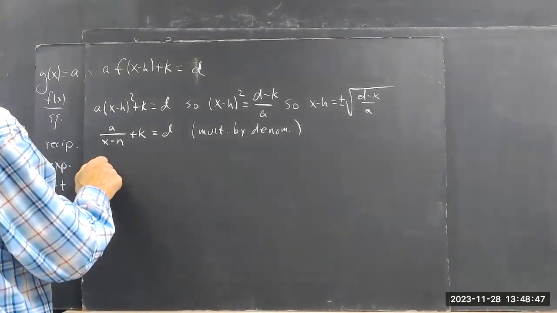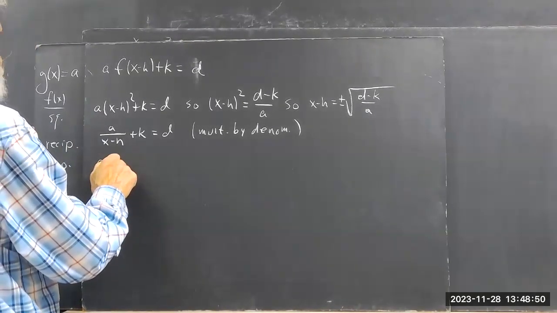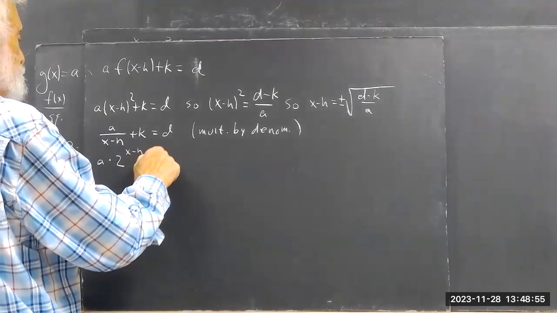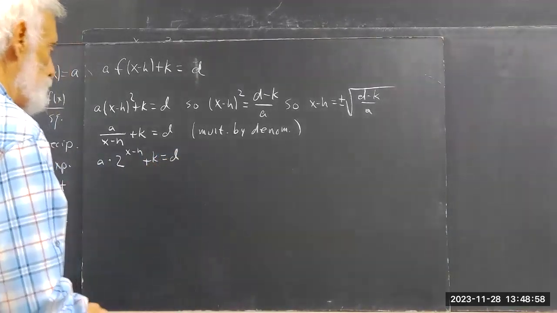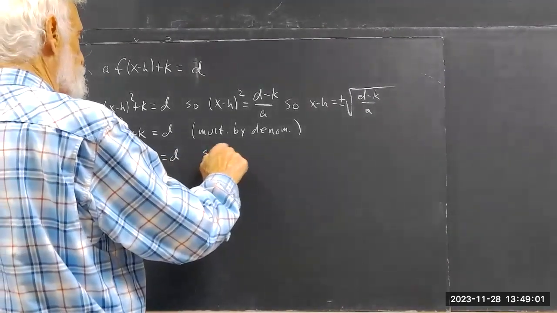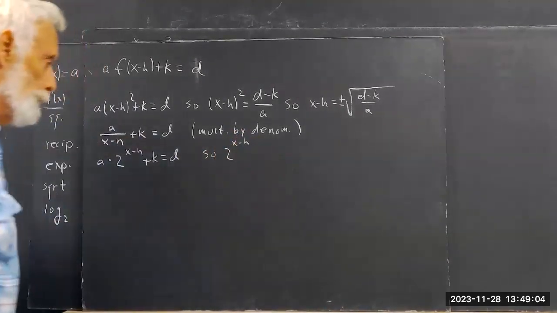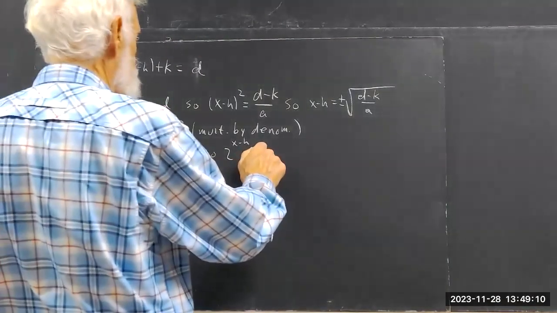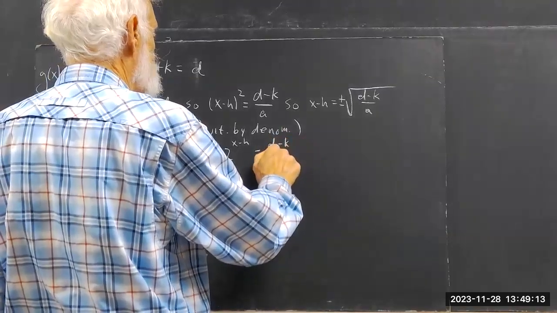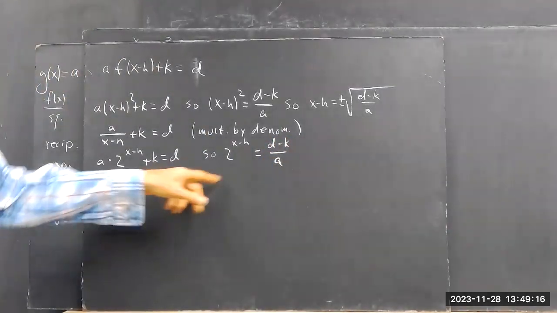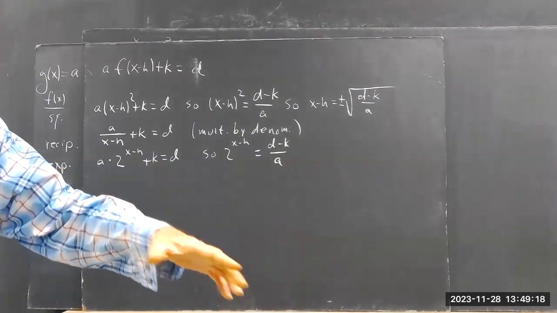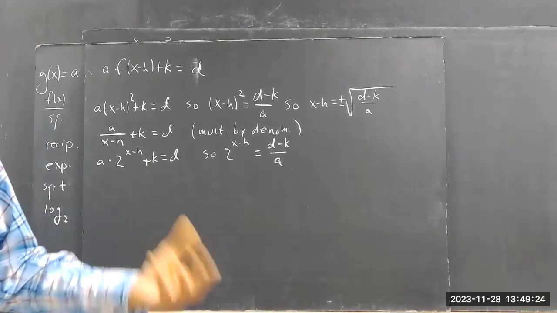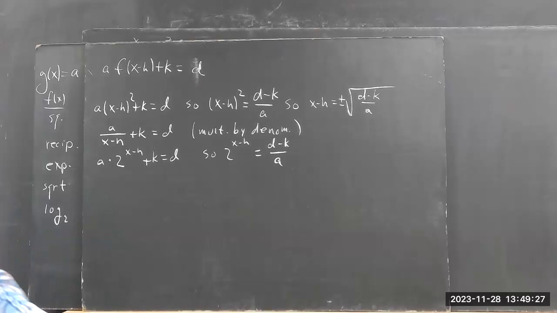Exponential equation: a times 2 to the x minus h plus k equals d. Well, you can pretty quickly get this to the form 2 to the x minus h. You subtract k from both sides, you get d minus k, and then divide by a. You do that in two steps at least. I'm doing a quick summary of steps that I think you understand, because they're the same type of steps you would use for a linear function.